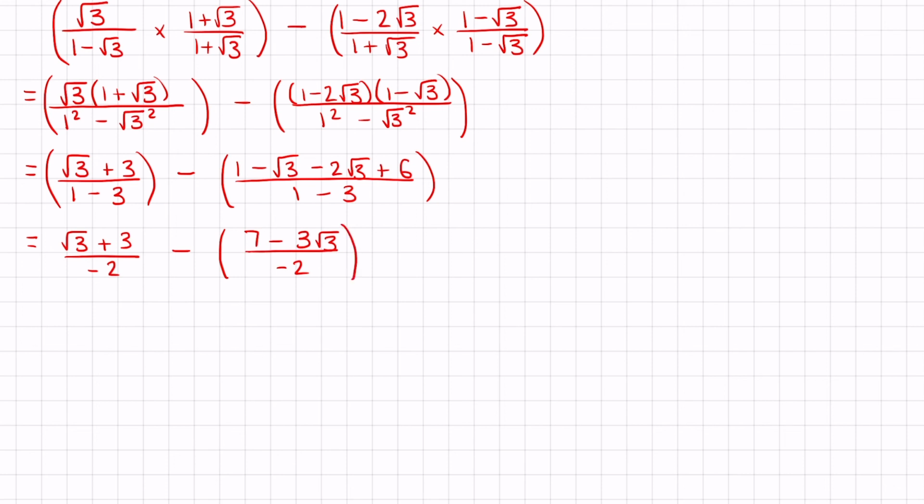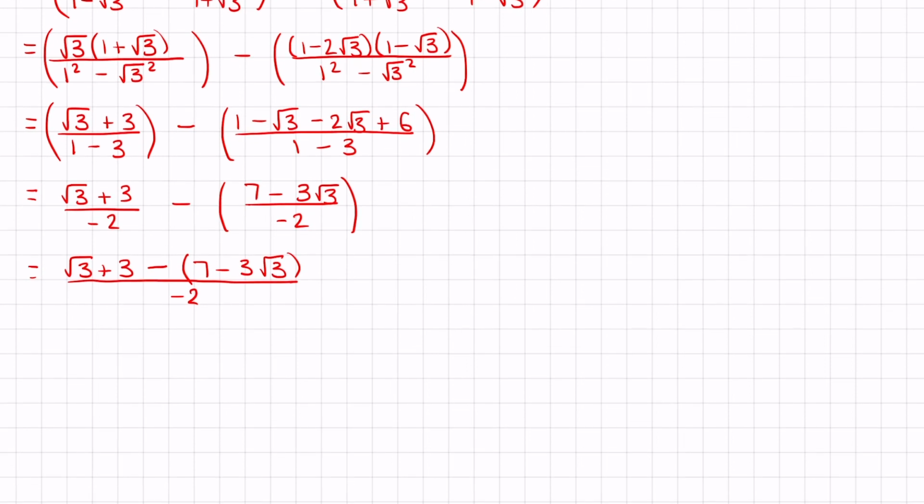Then we can combine these together. Our denominators are the same already, which is great. So we'll have root 3 plus 3 minus 7 minus 3 root 3 all over negative 2. Simplify that. Root 3 minus 3 root 3, so root 3 plus 3 root 3. So 4 root 3 plus 3 minus 7, which will be minus 4 on negative 2.